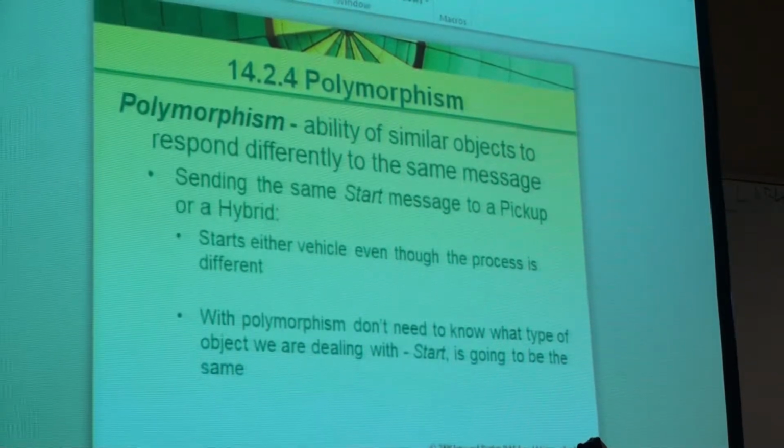Polymorphism. We all like to bandy object-oriented terms around, and here's another one of them. Polymorphism. Many forms. The issue here, one I've talked about before, is the ability for similar objects to respond differently to the same message. Huh? I thought this was programming. Messages? What are we talking about?